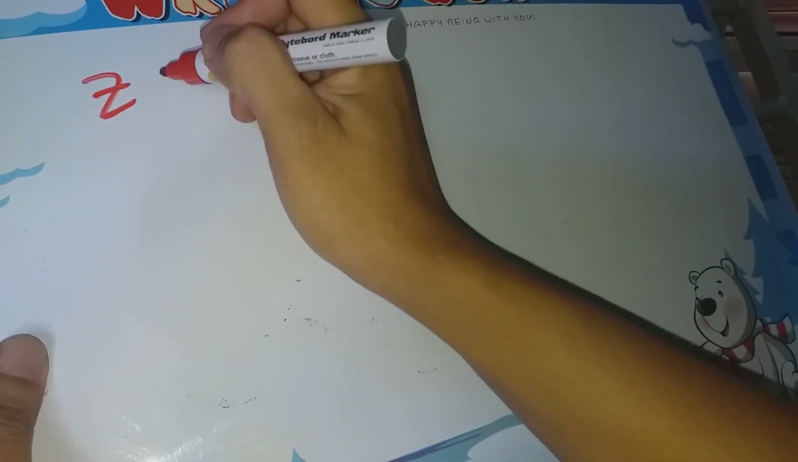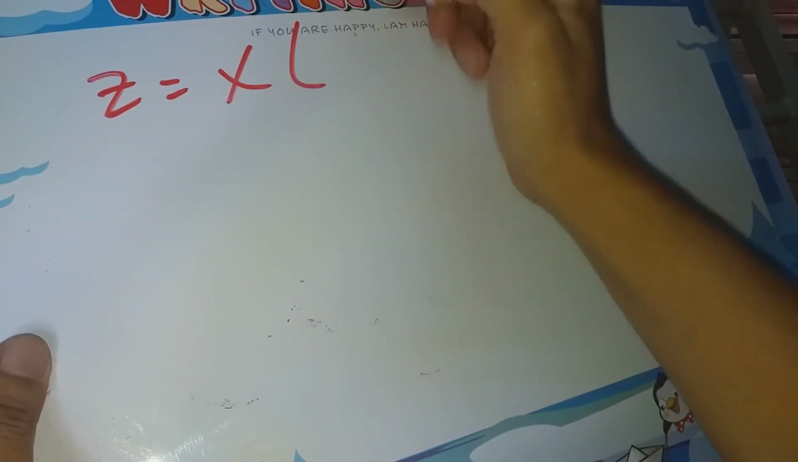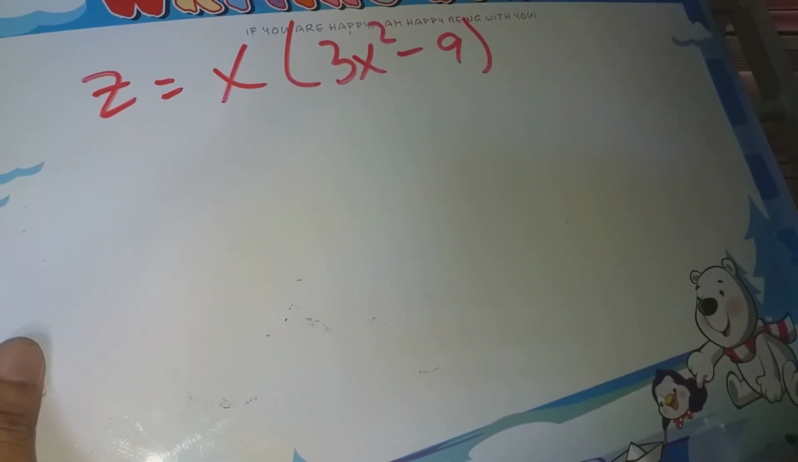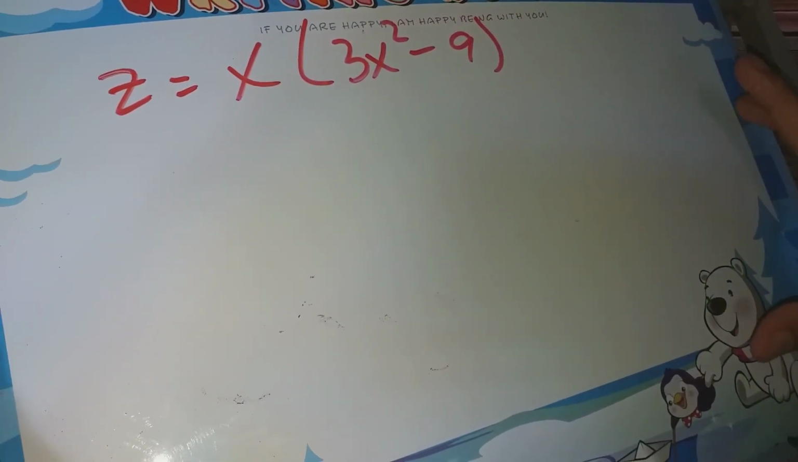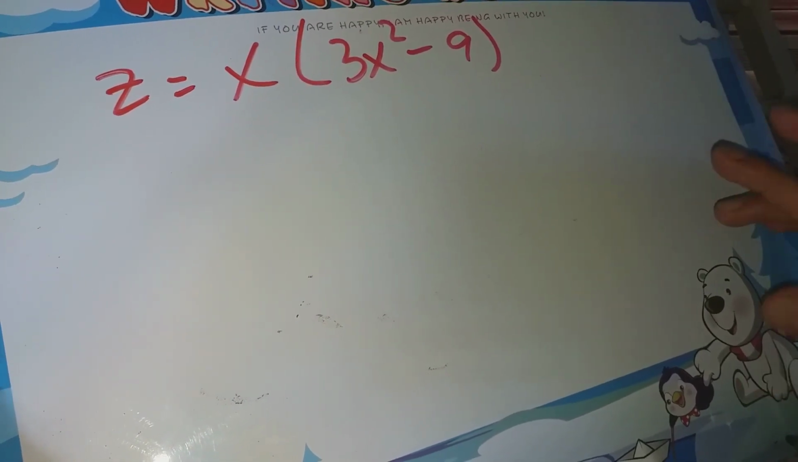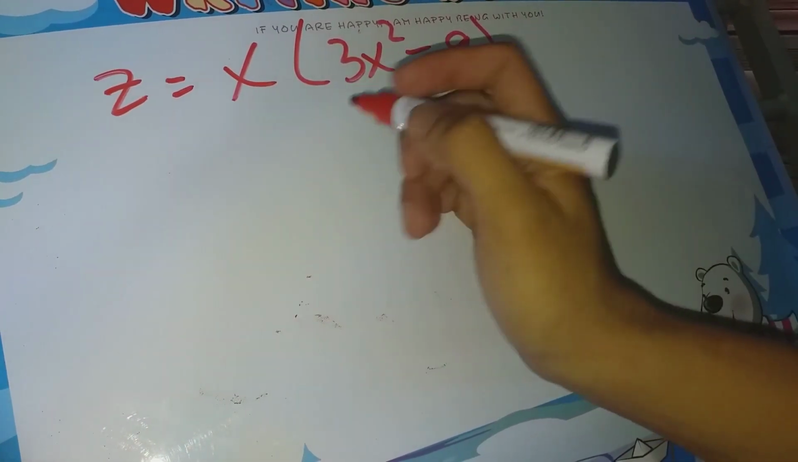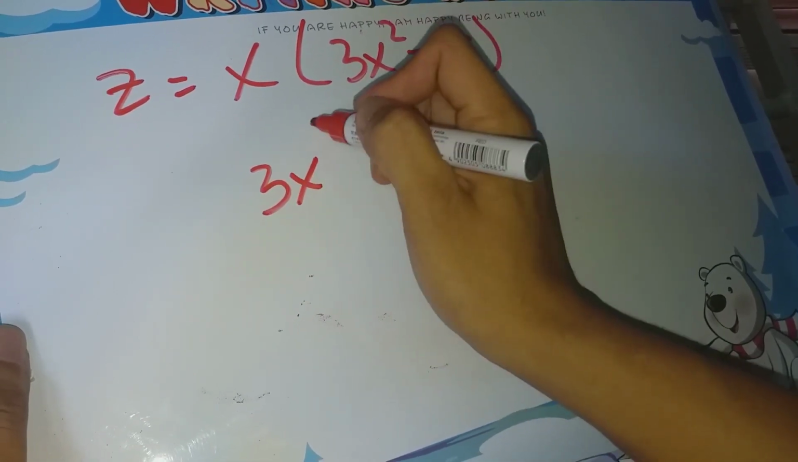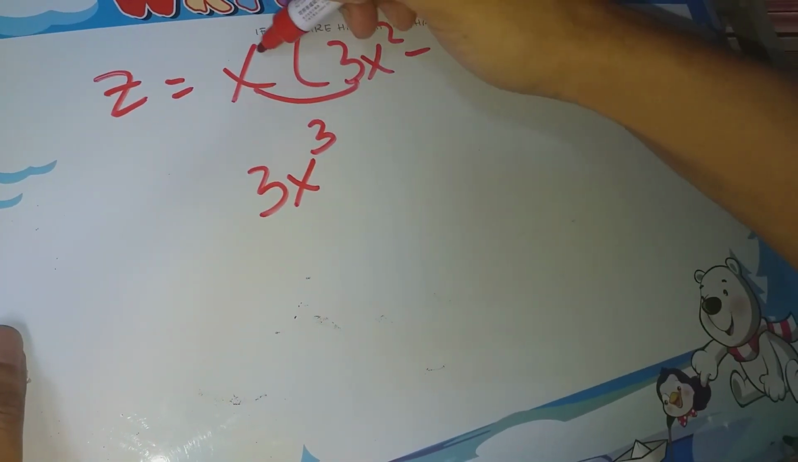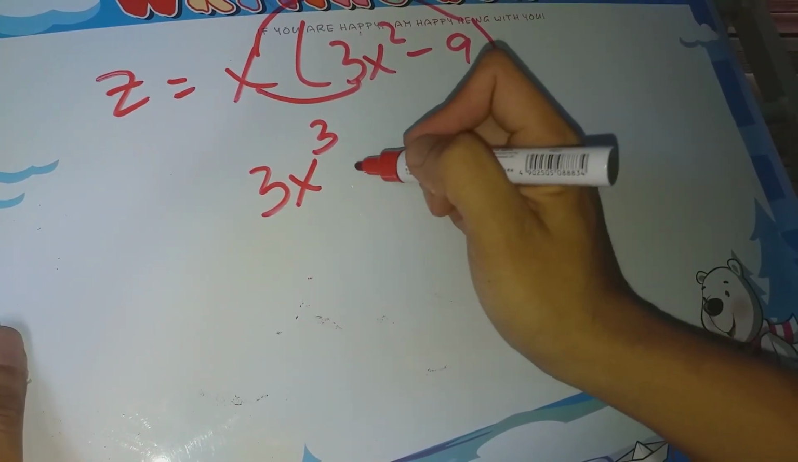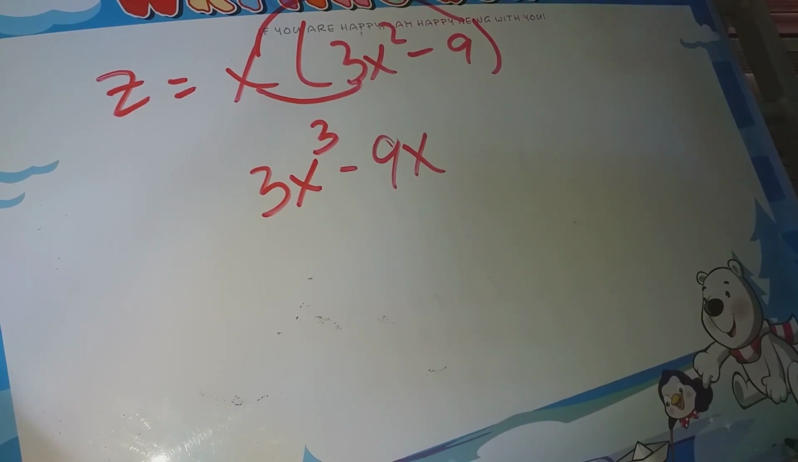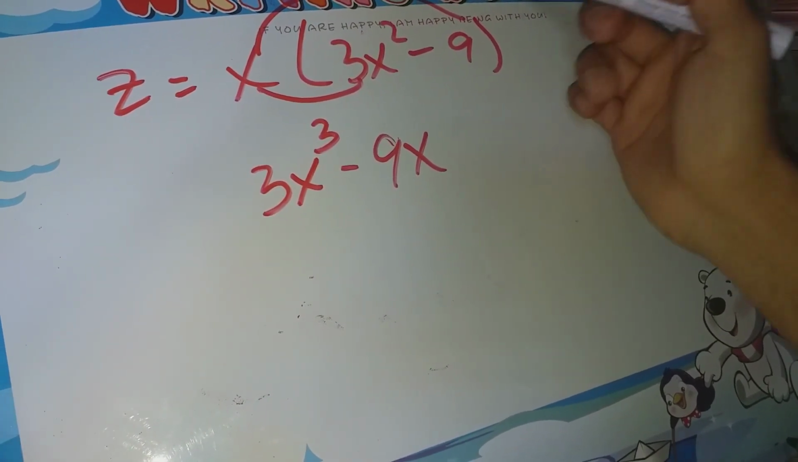Okay, on problem number 5, z is equal to x multiplied by 3x squared minus 9. In this case, you cannot simply find the derivative in this form. So we're going to simplify the function first. So x multiplied by 3x squared is 3x cubed. And then x multiplied by negative 9 is negative 9x. Okay, and now let's proceed to finding the derivative.